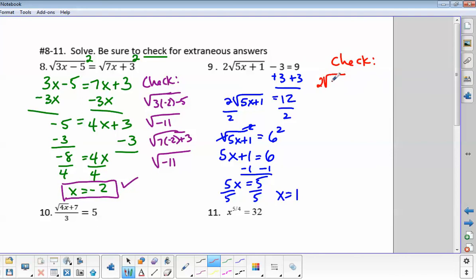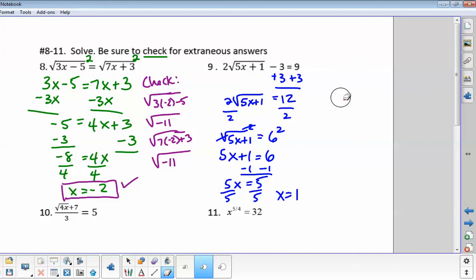2 square root 5 times 1 plus 1 minus 3, and that should equal 9. 2, all right, square root of 6. So this is not working out, but I don't think it's because it's an extraneous solution. I think it's because I made a mistake. So I'm going to check back here, and I find my mistake right here.